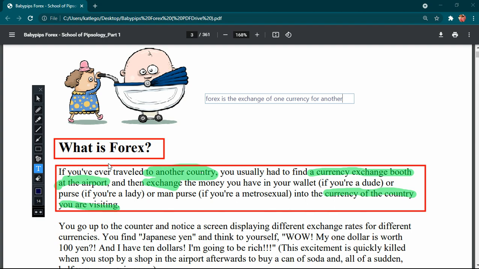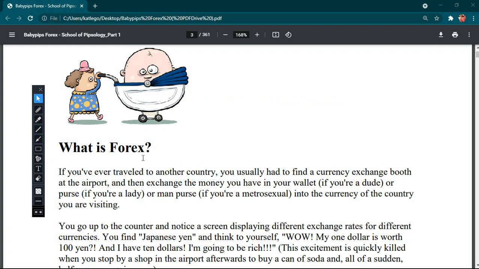So they say, if you've ever traveled to another country, you usually had to find a currency exchange booth at the airport and then exchange the money you have in your wallet into the currency of the country you are visiting. So it has to involve two countries, it has to involve exchange, it has to involve currencies. Now I think we are okay on that one. I can delete this now. So we're moving on, guys.